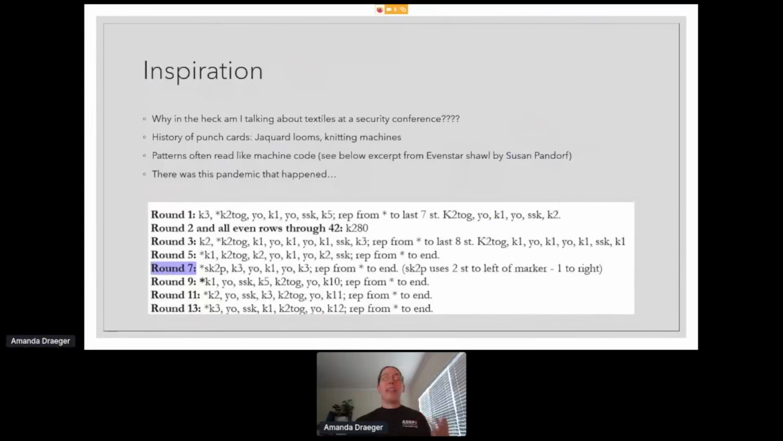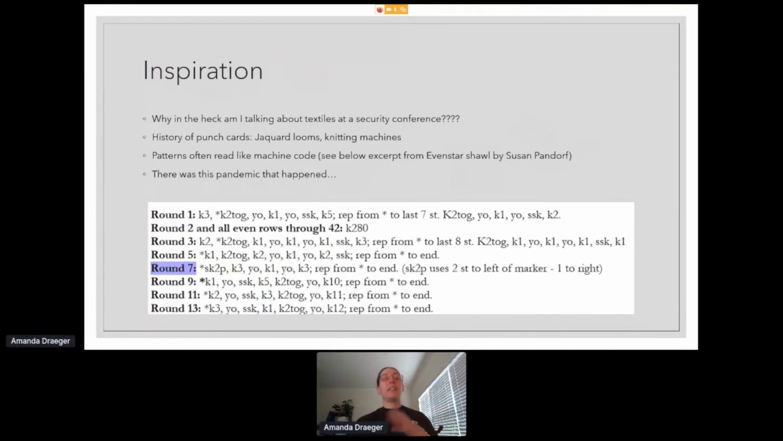So why in the heck am I talking about textiles and fiber arts at a security conference? Well, if you're at all familiar with the history of computing and punch cards, you know that that was a technology that originated for Jacquard looms. So the original computer was something used to weave. And this is the same technology that you'll see in knitting machines, which are also a very binary thing, knit versus purl, or a knit stitch versus a yarn over to make a hole within the fabric. Lots of different things that you can do here.